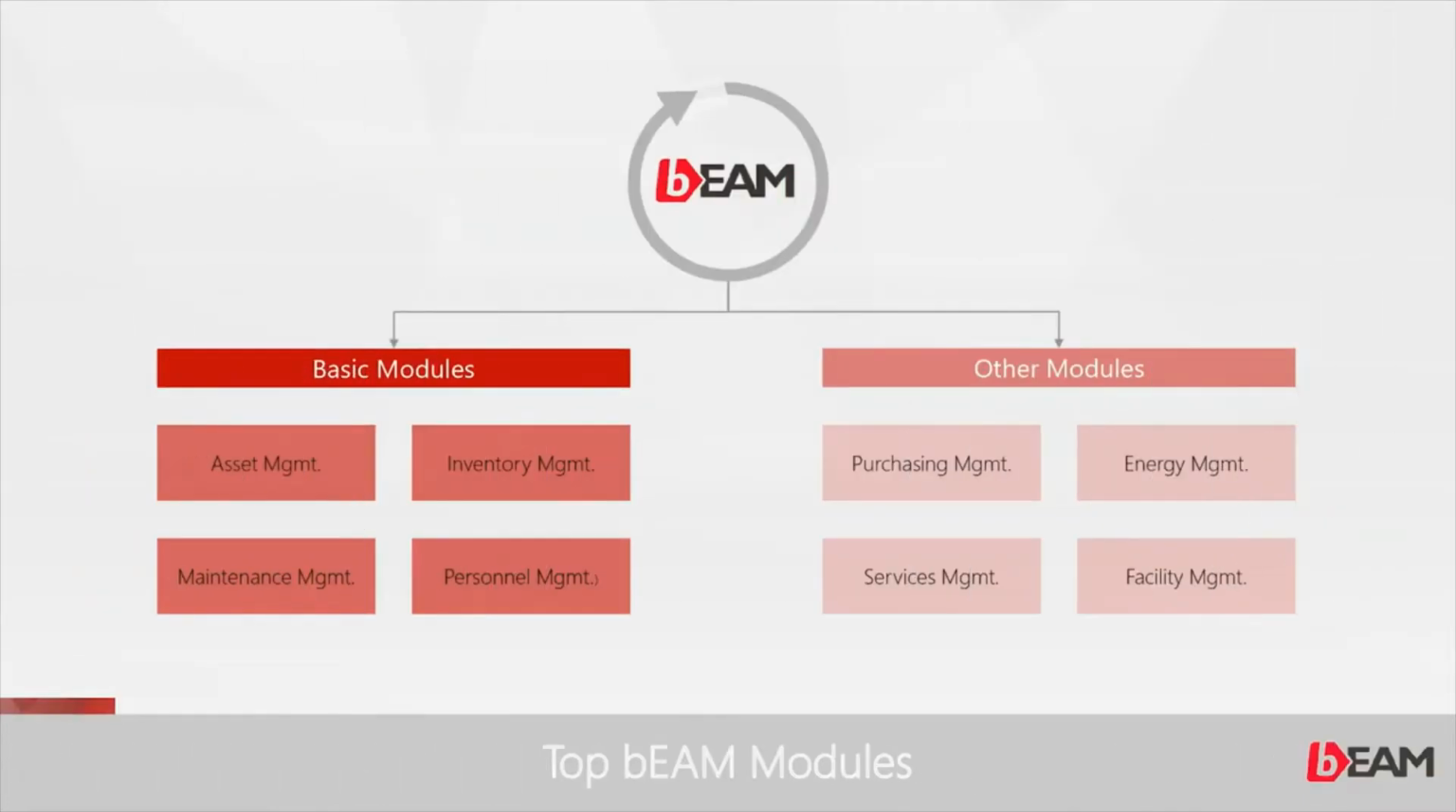Next, we present our top Beam modules. There is a plentiful assortment of Beam modules, including ones that manage purchasing and energy. However, the main modules of Beam are located at the left of this slide. When talking about maintenance, we are talking about the three M's: man, machine, and material. On top of the maintenance management module, we see other management modules that provide for each respective M: personnel management for man, asset management for machine, and inventory management for material.